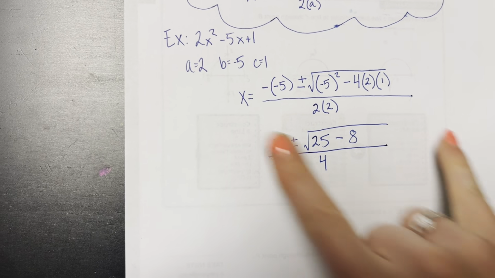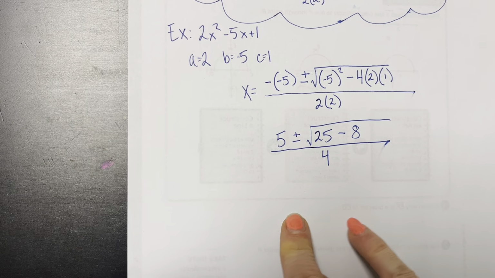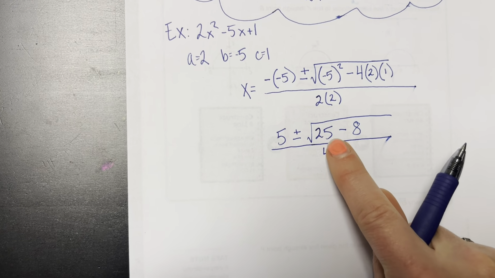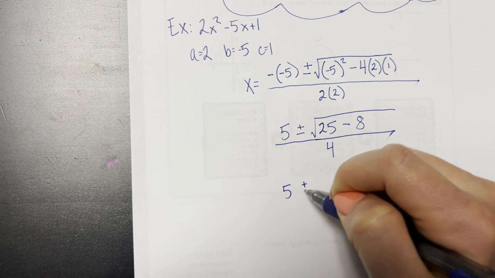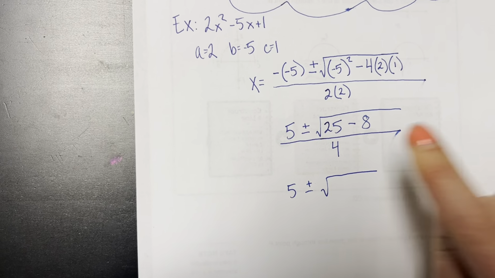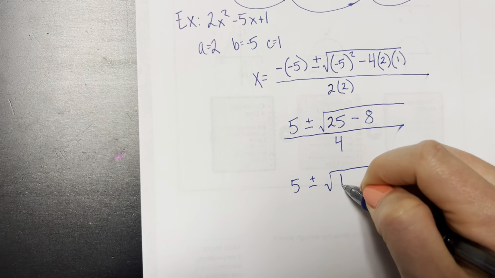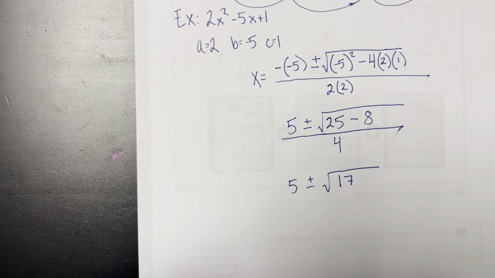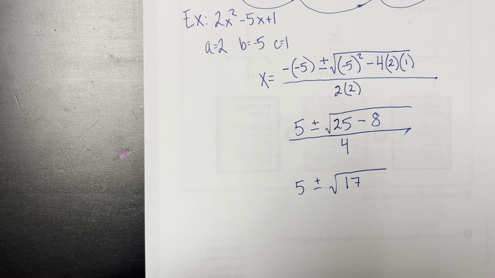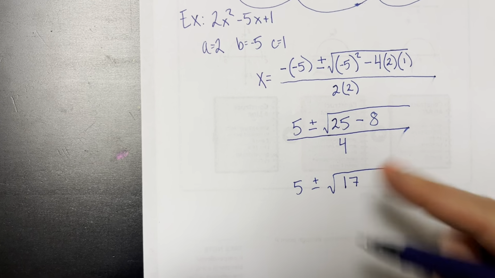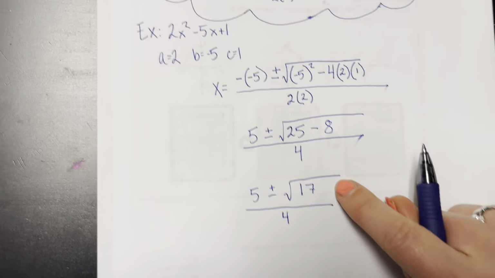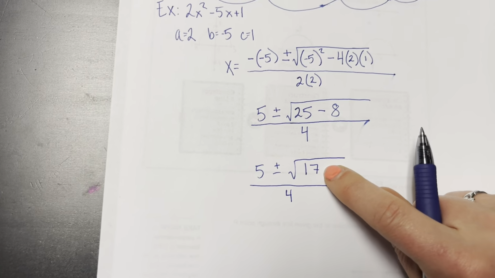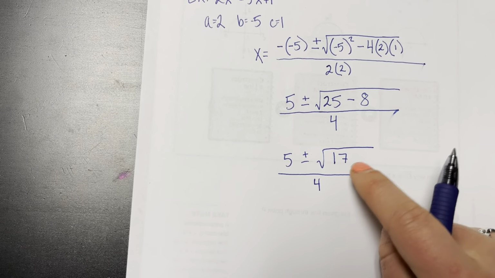So now it's a little bit simpler. We're going to simplify it down like an upside down pizza. Now I'm going to do 25 minus 8. Let's see. 5 plus or minus the square root of 25 minus 8, which is 17. Yeah. I'm so bad at math. Divided by 4. Now, if this is a whole number, you can take the square root.